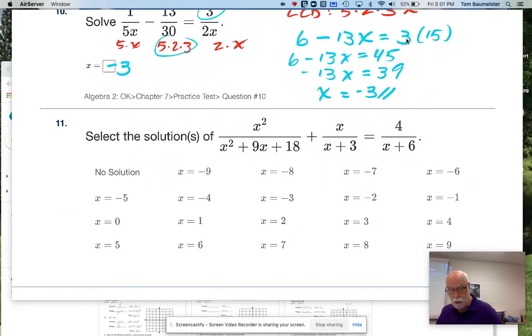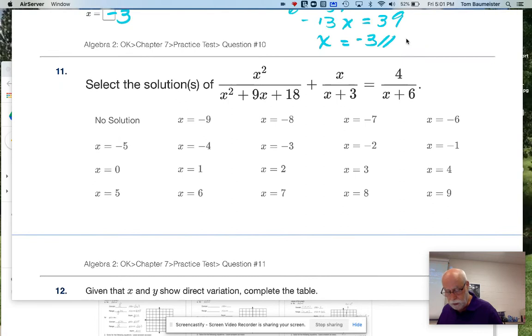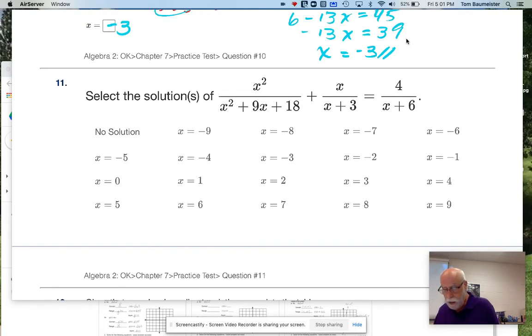Okay. Let's see, number 11, it's asking us to select the solutions. Looks like I can go ahead and fix it on the bottom there for you. So let's factor what we know. This will be x and an x plus and plus, so that means they're both pluses. And what are factors of 18 that will give us a 9 when we add them? Well, 3 times 6 is 18, and 3 plus 6 is 9. Oh, so look how nice this one's going to be.